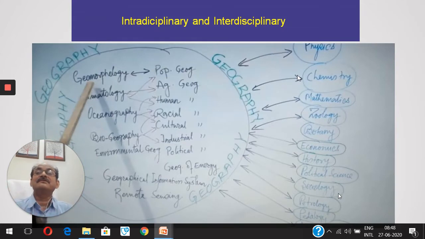So here is another thing I am going to share with you. This is also one of the definitions, intradisciplinary and interdisciplinary. I just quoted that one. Maybe it is visible for you or not, I don't know. But the first picture is what I am drawing here.